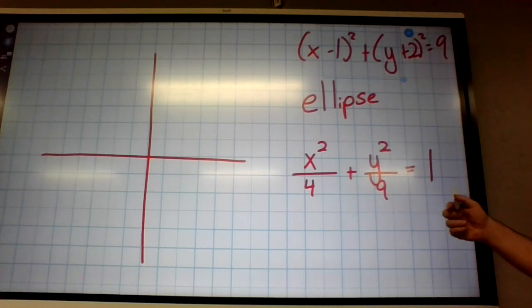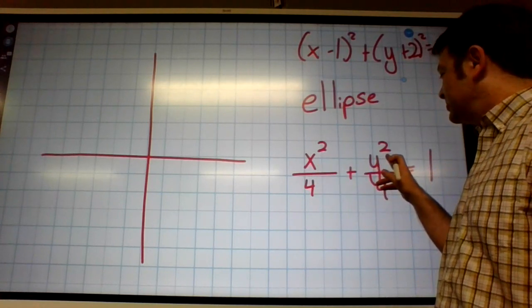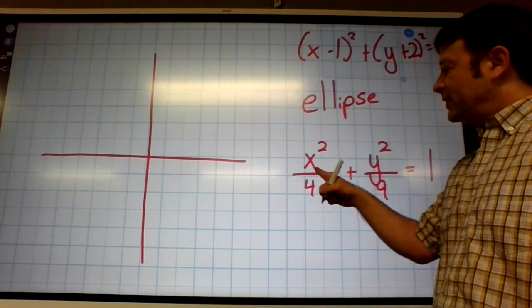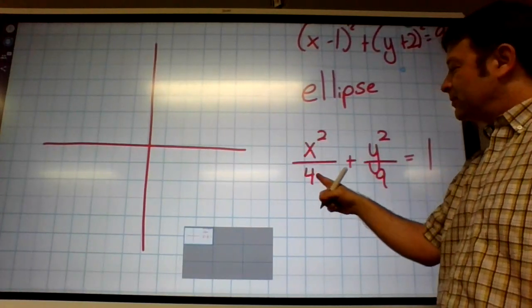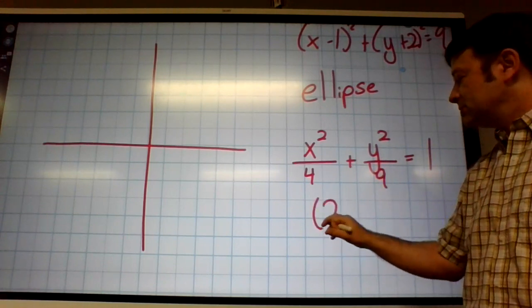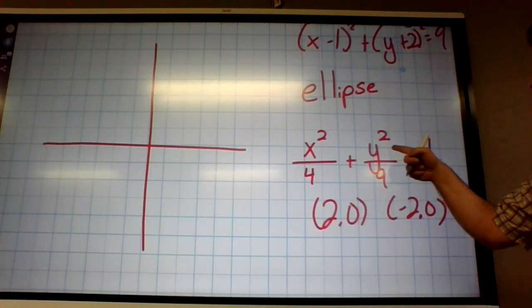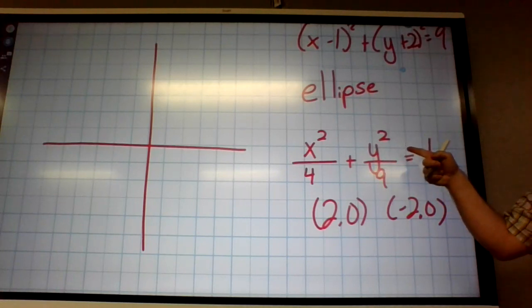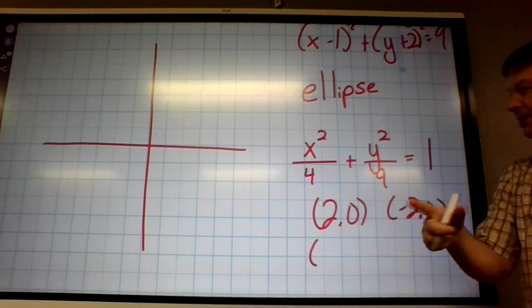One of the solutions for this would be like 2, 0, because if x is 2, this would be worth 1. 2 squared over 4 is 1, and this would be 0. So 2, 0 is the solution. -2, 0 is the solution. You guys know another solution? Beat me to it? No, not quite.